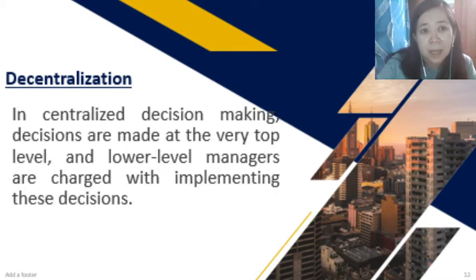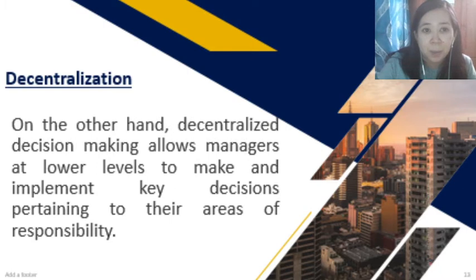For centralized decision making, the decisions normally are made at the very top level of management, and the lower level managers are just charged with implementing those decisions. The lower level managers do not normally have a part in decision making; they are only given the responsibility to implement whatever decisions the top management has agreed upon. On the other hand, for decentralized decision making, the organization allows managers at the lower level to make and implement decisions pertaining to their areas of responsibility.